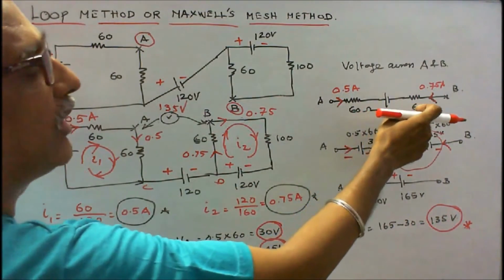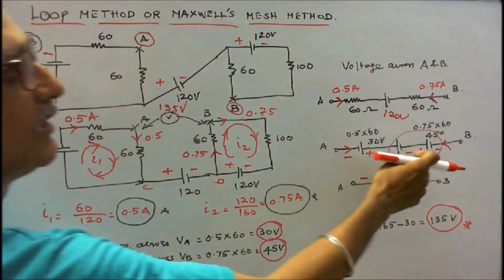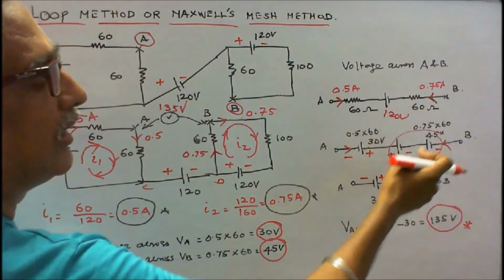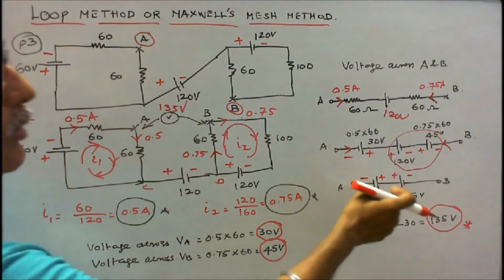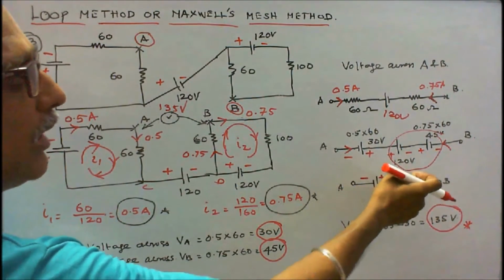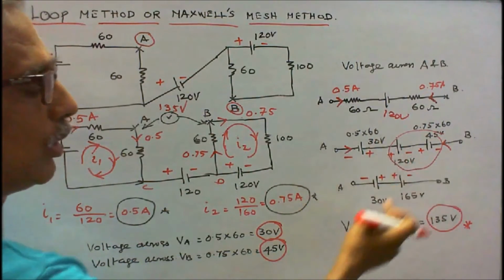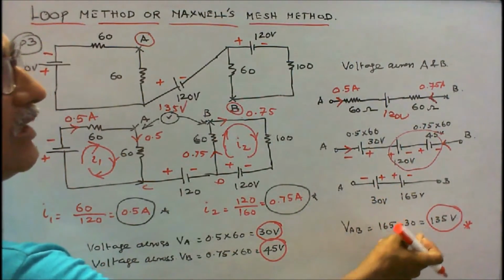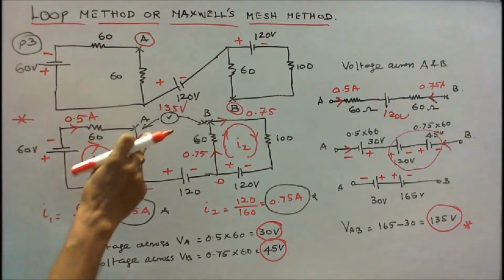Here this voltage drop is 60 into 0.75, that is equal to 45 volts. This is plus, this is minus. I add these two, that is 120 plus 45, that is equal to 165. Therefore voltage across AB is equal to 165 minus 30, that is equal to 135 volts. Voltage across AB is equal to 135 volts.